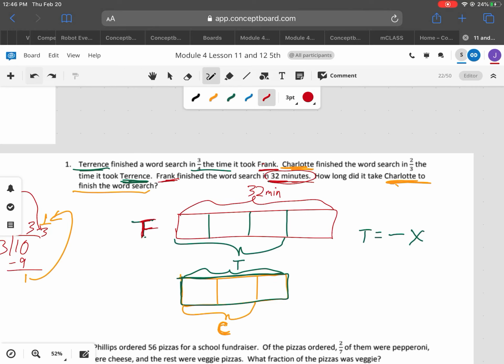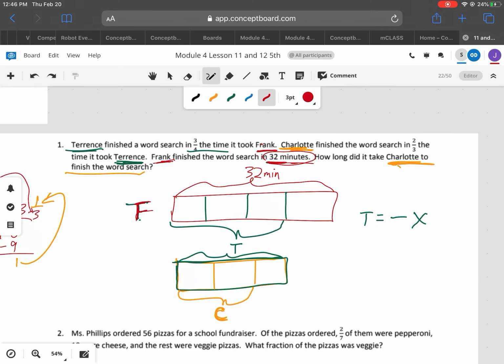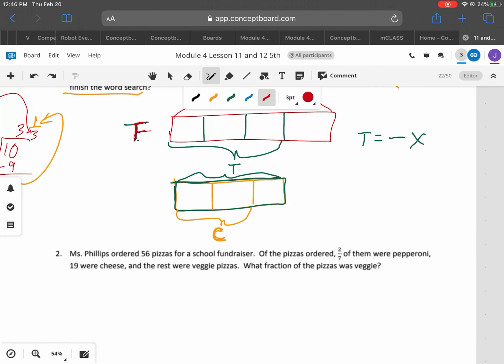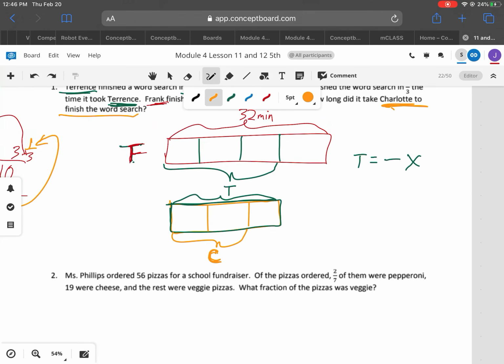I'm giving it away if I do that. So we have to multiply a fraction of Terrence to a number of Frank, and after we get that answer, we're going to use that to do the same thing for Charlotte. So I'm not going to figure it out for you. I'm setting it up for you. Hopefully you can see that.